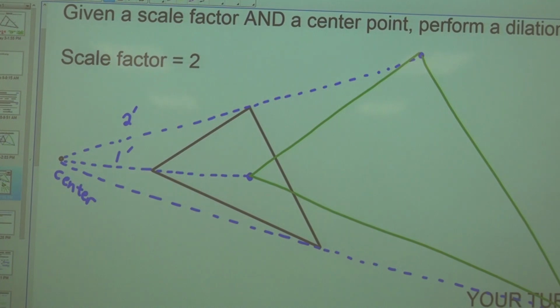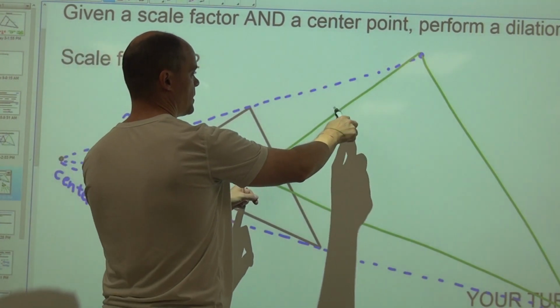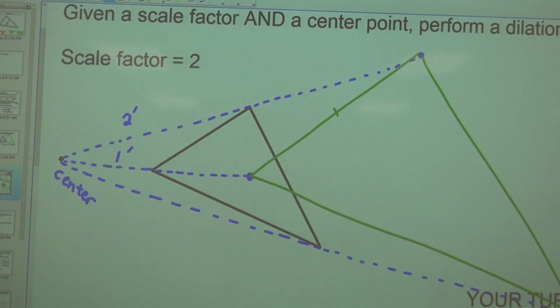And does that look like it's been doubled in size? I think it's pretty close. We just gotta eyeball this. Looks like it's about half. I feel really good about my estimate here, and that's no measurement at all.